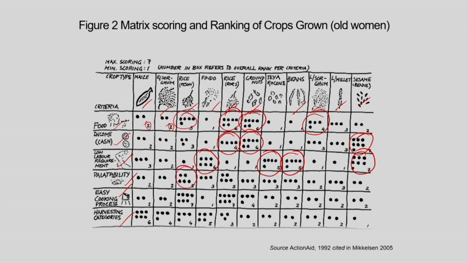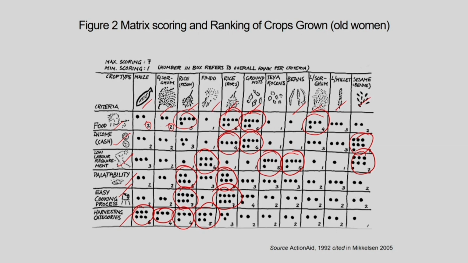Palatability, these are highly ranked. Rice, for easy cooking processes, again rice here. Harvesting categories, maize probably requires more labor for harvesting and so on. Now, what is to be noticed here is the different criteria or indicators that are used by the two groups of women, younger women and old women, in the matrix scoring.